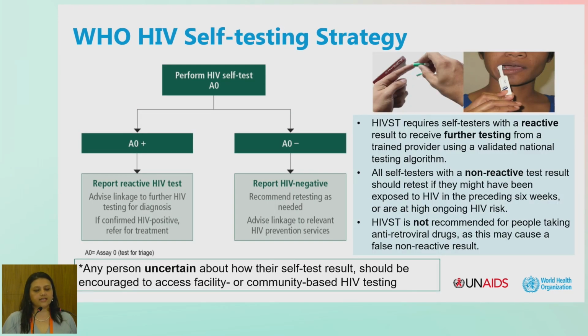The HIV self-testing strategy by WHO has a small algorithm that we usually follow. We can use the self-test kit as a screening test, also known as A0. If the A0 is positive, if the self-test is positive, then we need to link the person for further confirmatory testing at a standalone testing center or facility-based testing, as is the protocol in your country. If the test is negative, then we refer the client again for a retest, depending upon their behavior and their risk as well.